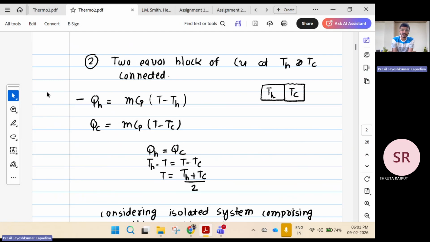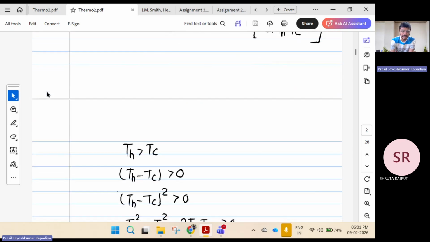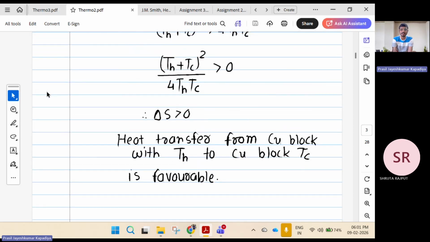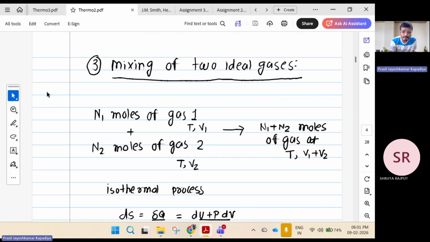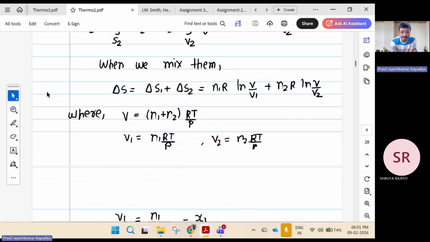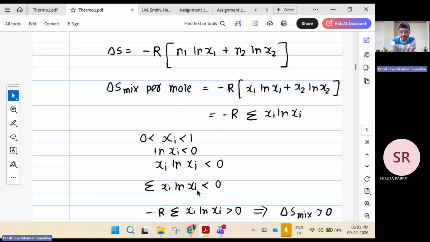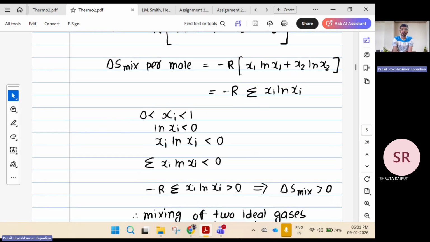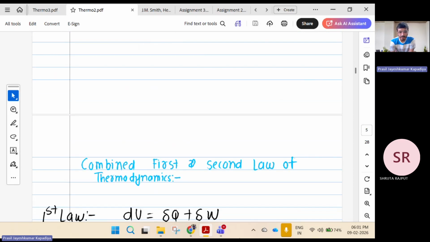Further, when we connect two blocks together, and one is at high temperature and one is at lower temperature, there will be heat transfer from high to low temperature. So that process is favored, and that was also checked by entropy increase, and delta S was greater than zero. Further, we had looked at mixing of two ideal gases, where we find that entropy is summation xi ln xi, where xi is the mole fraction of a particular gas. So if we mix them, delta S mixing was coming out to be greater than zero, meaning entropy is increasing. So this also suggests that mixing of two ideal gases is always favored.